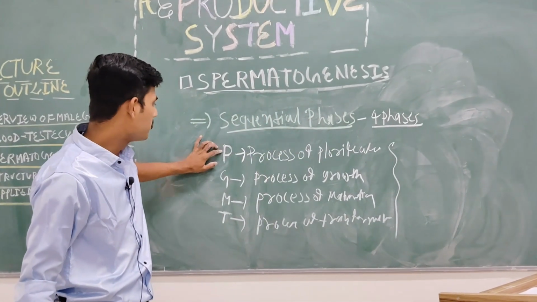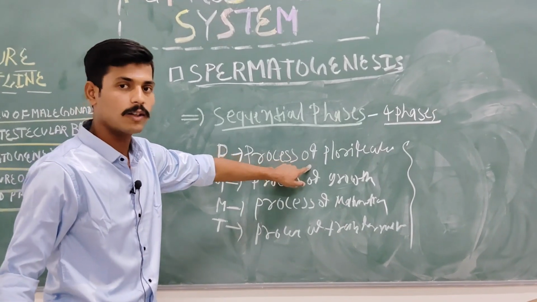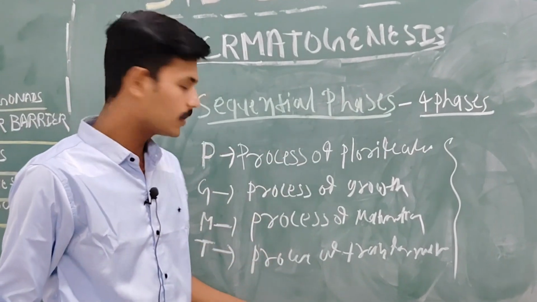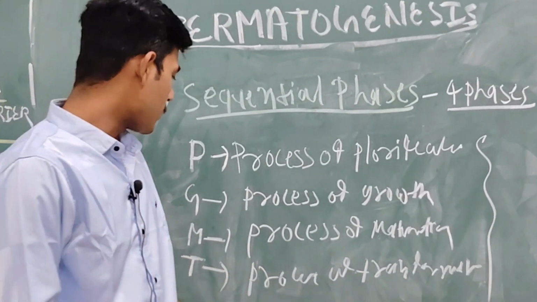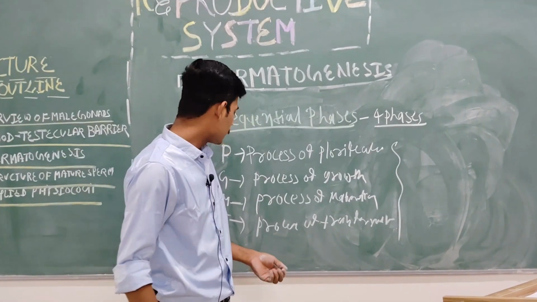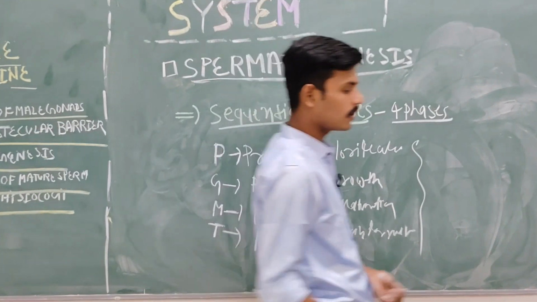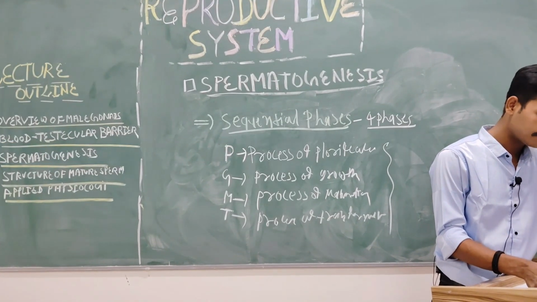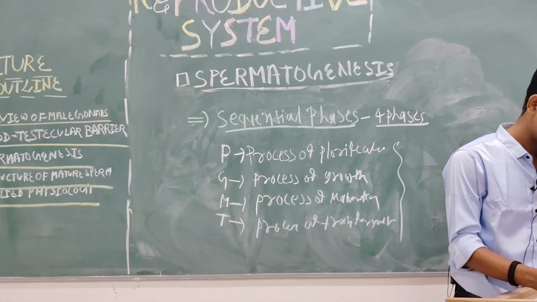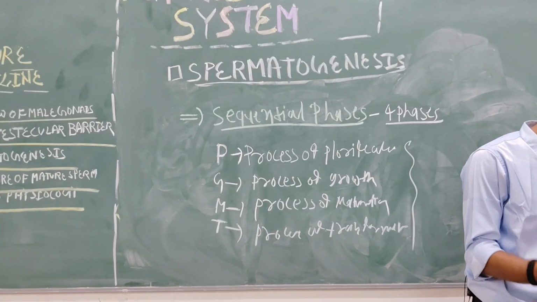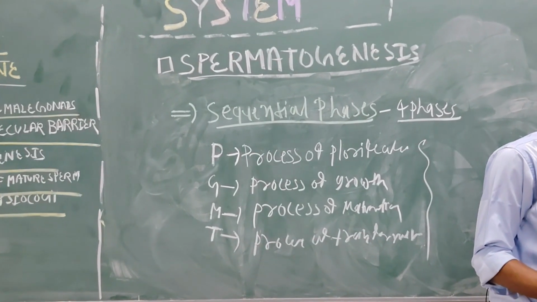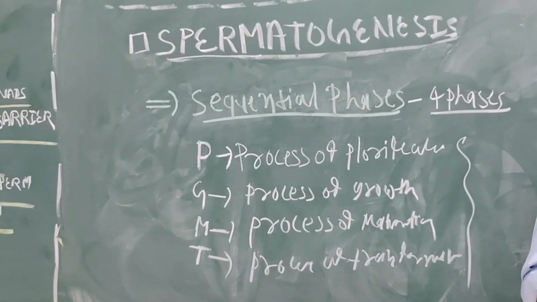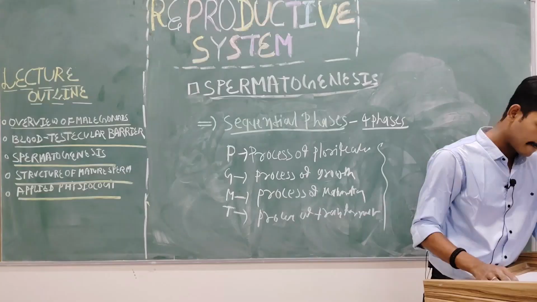So these are the 4 processes you can remember by the mnemonic PG matters. P stands for proliferation, G for growth, M for maturation, and T for transformation. Are you getting the points? Do you have any doubt till here? Shall we move ahead?